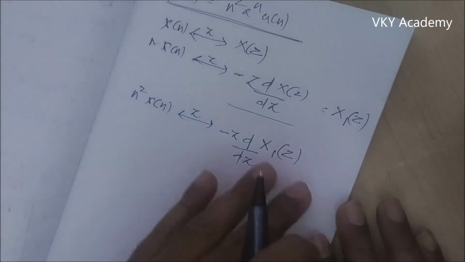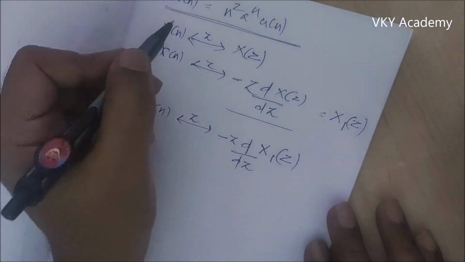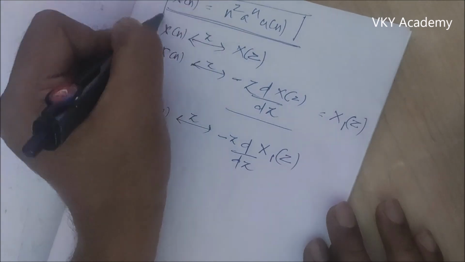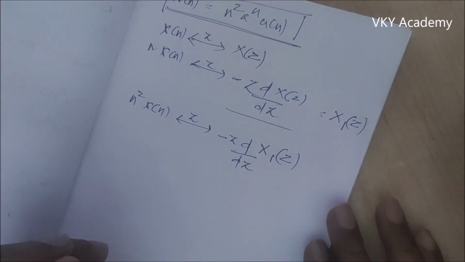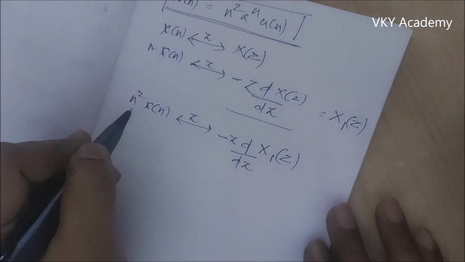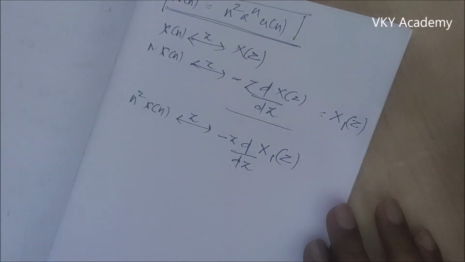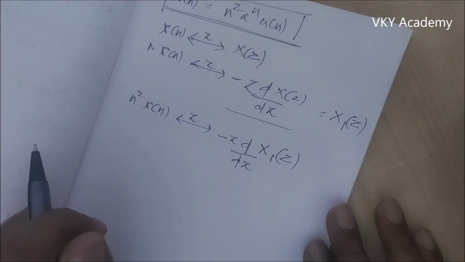So in this way we can solve any question with the help of the differentiation property. In the next class we will solve one numerical on the inverse Z transform of the logarithmic function using the differentiation property. Thank you.